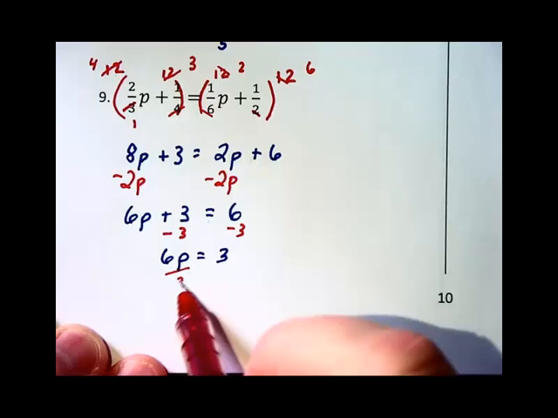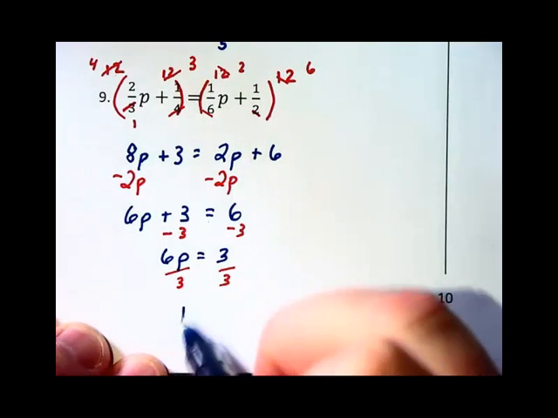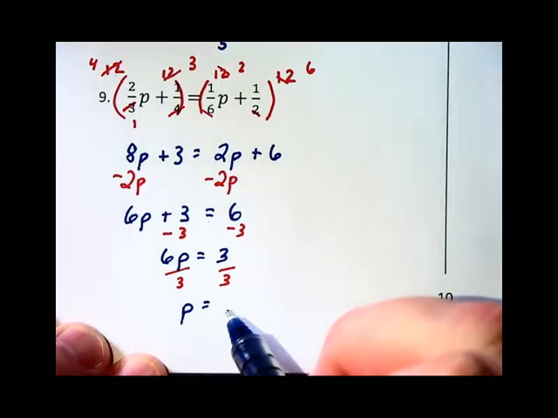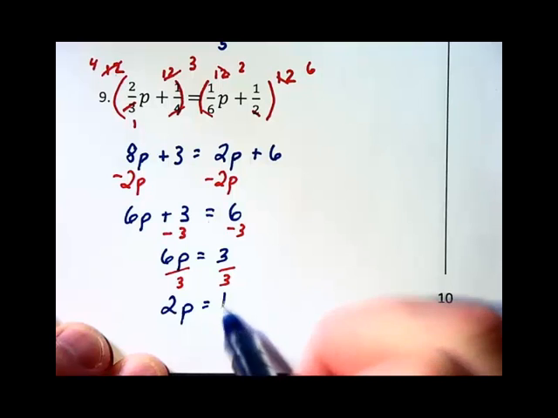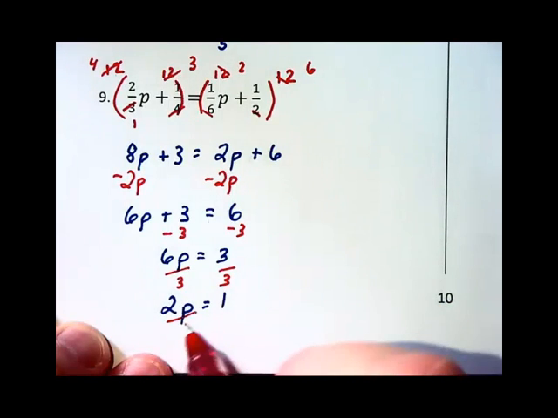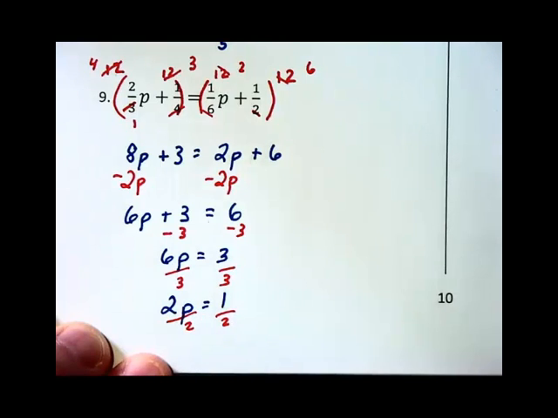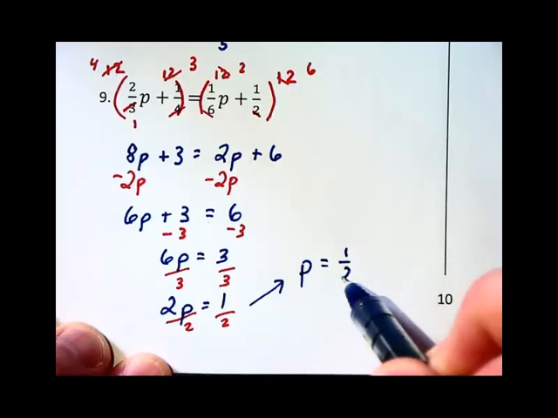And dividing by 3 on each side gives us p equals, that'll be 2p equals 1. And in the process of dividing each side by 2, we will then have, I'm going to move off to the right here, p equals 1/2.